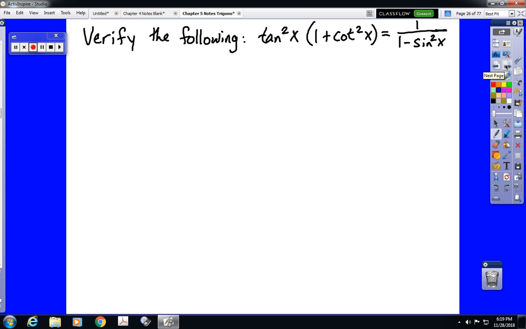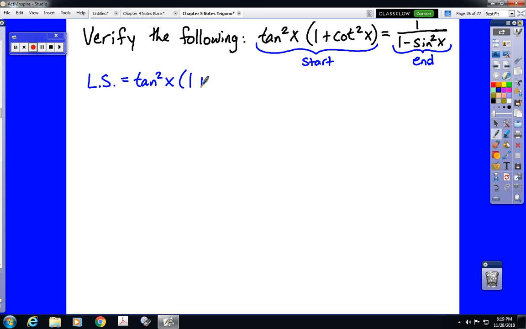All right, so again, we need to make a decision. Which one is more complex? Now, many of you do not like fractions. However, I will tell you that this expression here is more complex than this expression. So we should start with the left side and turn it into the right side. So again, we start off, we rewrite the left side of that expression. So we write tangent squared x equals 1 plus cotangent squared x.